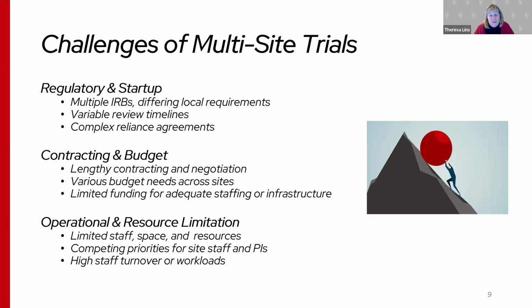There's also contracting and budget. Sometimes there's lengthy contracting and negotiation processes. There are various budget needs across the site, and there's limited funding for adequate staffing or infrastructure. Operational resource limitations. There's limited staff, space, and resources. There are competing priorities for site staff and PIs, and then there's high turnover or workloads that impact the operations of a trial.